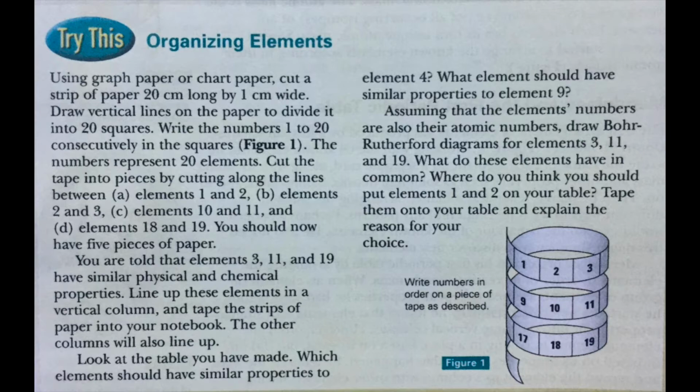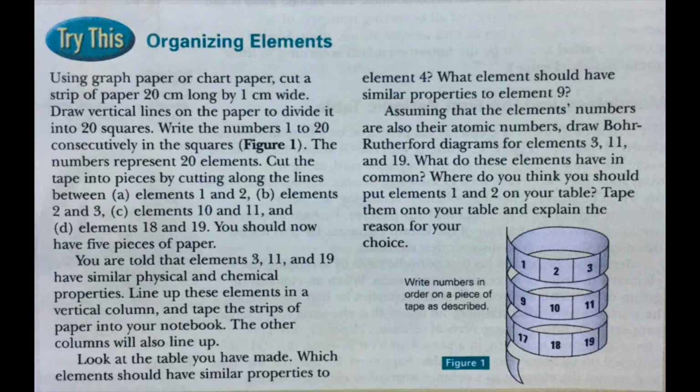You are told that elements 3, 11, 19 have similar physical and chemical properties. Line up these elements in a vertical column and tape the strips of paper into your notebook. The other columns will also line up. Look at the table you have made.